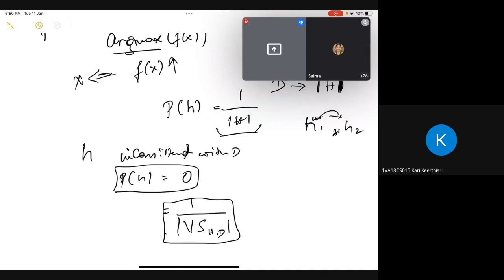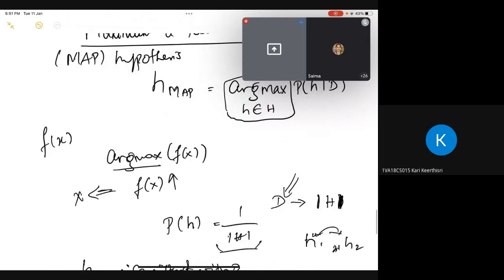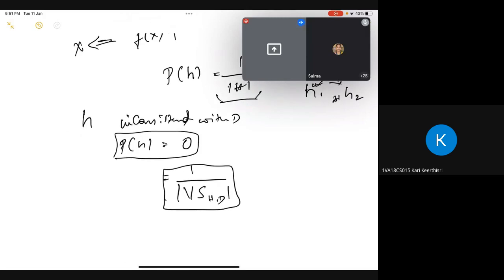So any clarifications at all in what I explained? I tried to put it in as much detail as possible, with less mathematics and fewer explanations, but any questions at all? Until now, whatever I explained: the meaning of a hypothesis, hypothesis space, what MAP is, what argmax is, and how a given hypothesis could be consistent or inconsistent.